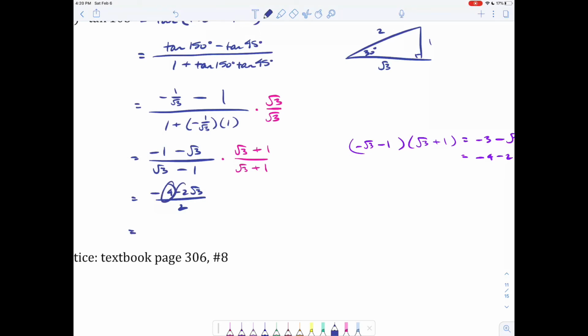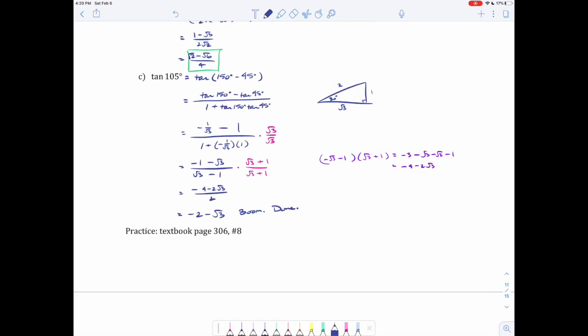And since all three of these have a common 2, we can just say we're at negative 4 minus, oops, not negative 4, silly me. Negative 2 minus root 3. So that simplifies pretty nicely. Boom, this is done.